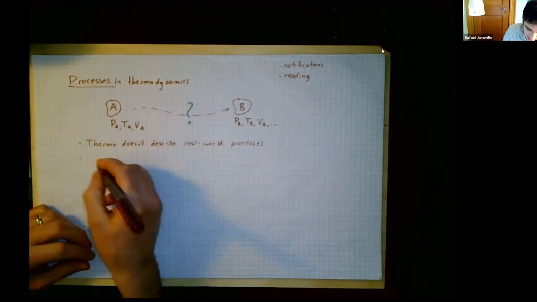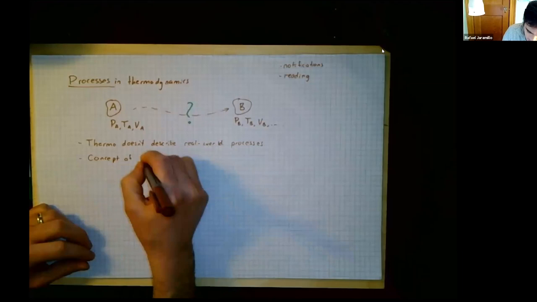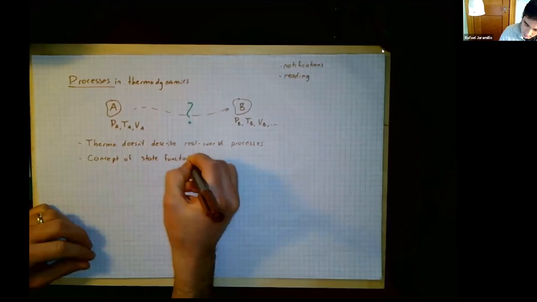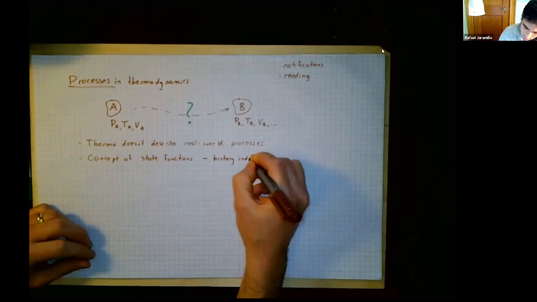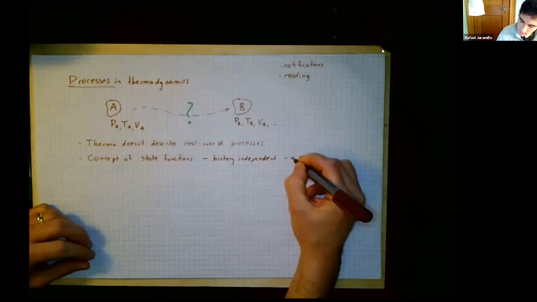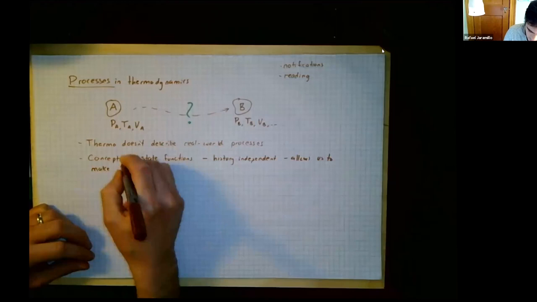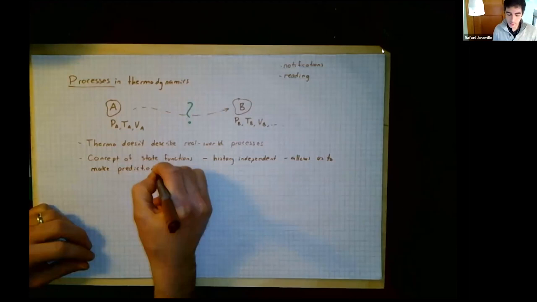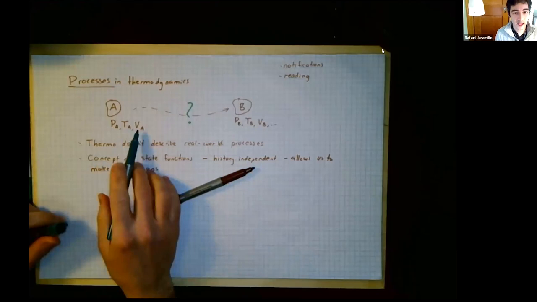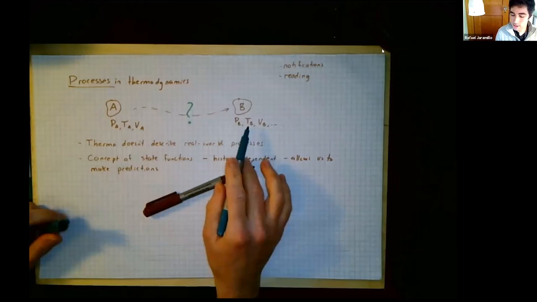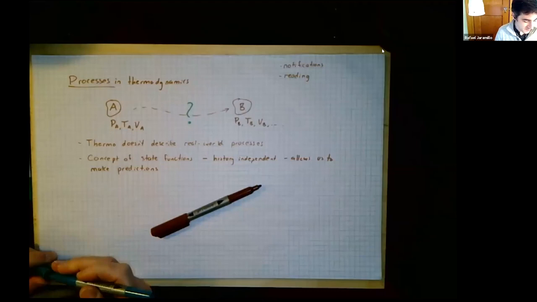The concept of state functions, which are history independent, allows us to make predictions. Right. So for example, if someone told you the pressure, temperature, and volume of the system at the beginning, and then told you the pressure and temperature of the system at the end, with that information, you could calculate the volume without knowing the process that took it from A to B. That's useful.